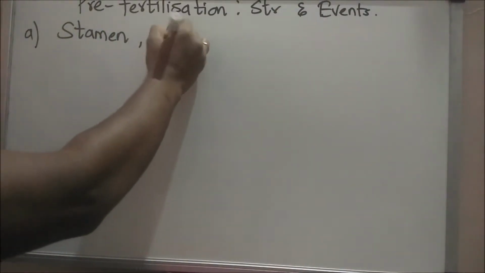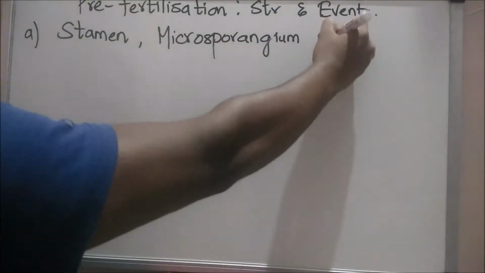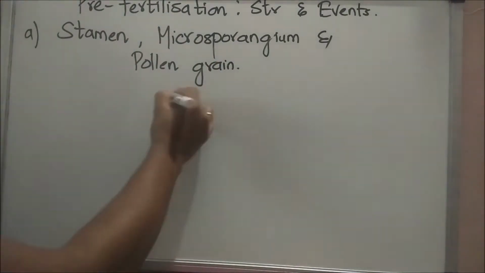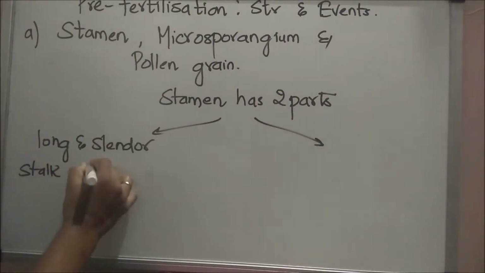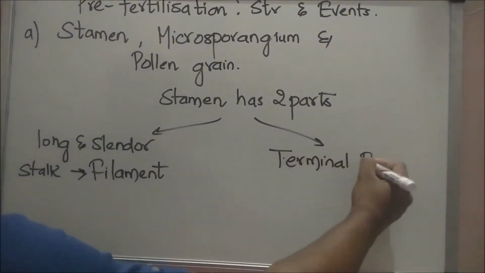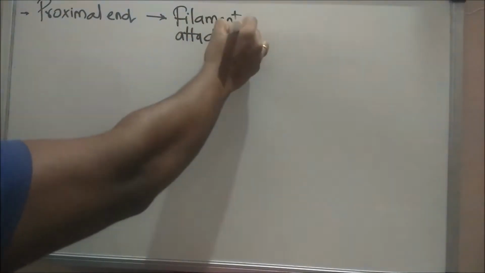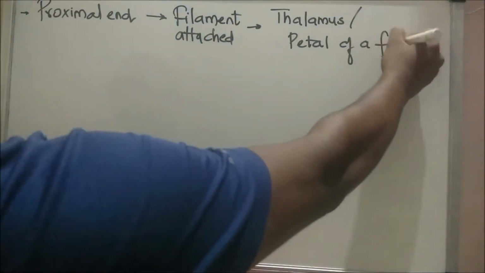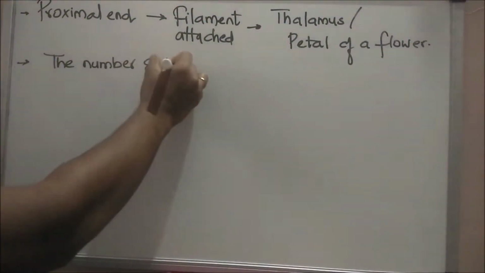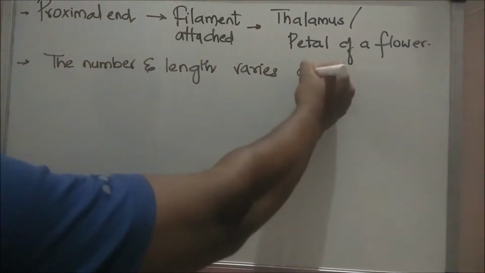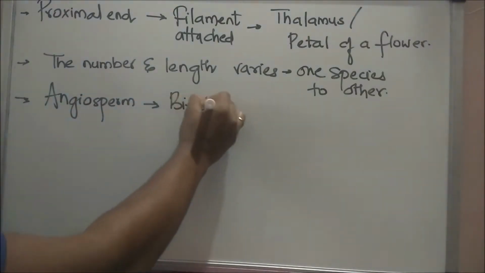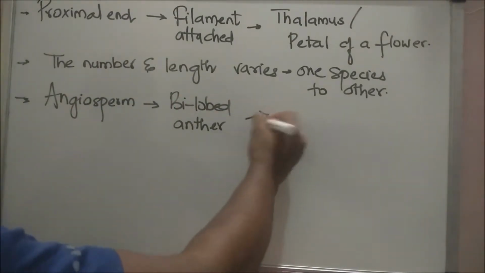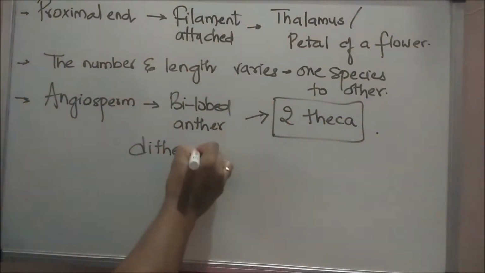The first one is stamen, microsporangium and pollen grain. Stamen has two parts, a long slender stalk called filament and the terminal bilobed structure called anther. The proximal end of a filament is attached to a thalamus or the petal of a flower. The number and the length of the stamen vary from one species to other. A typical angiosperm anther is bilobed with each lobe having two theca, that is, they are dithecous.